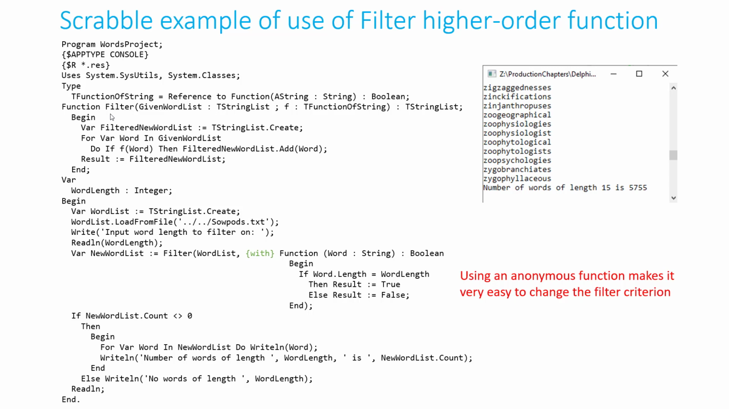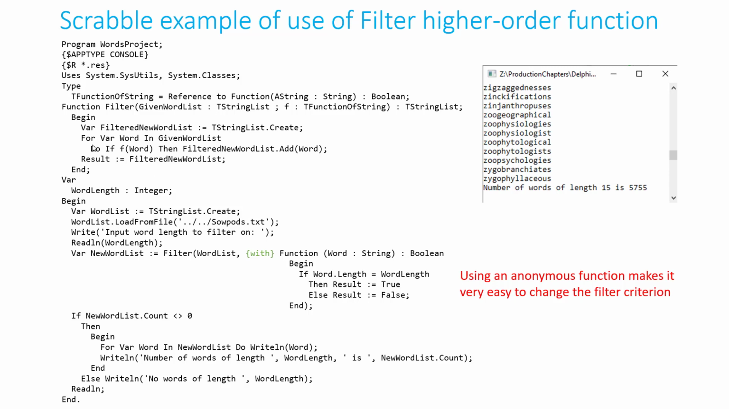We're going to supply the filter function with a word list, and we're going to apply the filter function to this word list and return a new word list. We create an inline inferred data type variable filtered new word list, and it's going to be a reference to a t-string list, which we create by using the create method of the class t-string list.